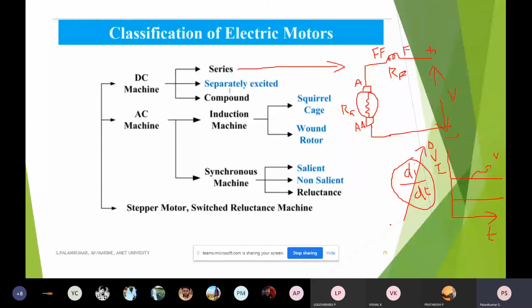In the same power supply, if I remove this coil, there is only a motor. I supply only the armature, whereas for the field coil I have a separate supply, not inside this one. That will be called a separately excited motor. So that is what I have shown.